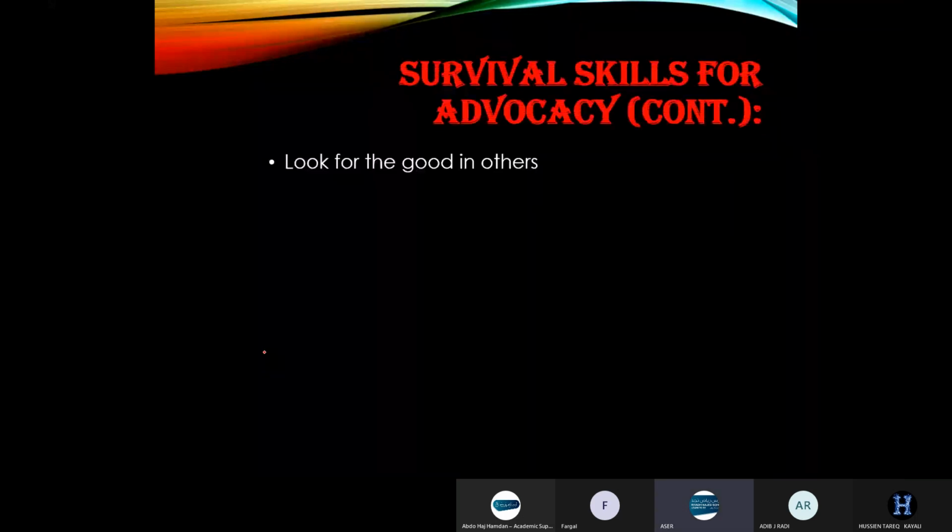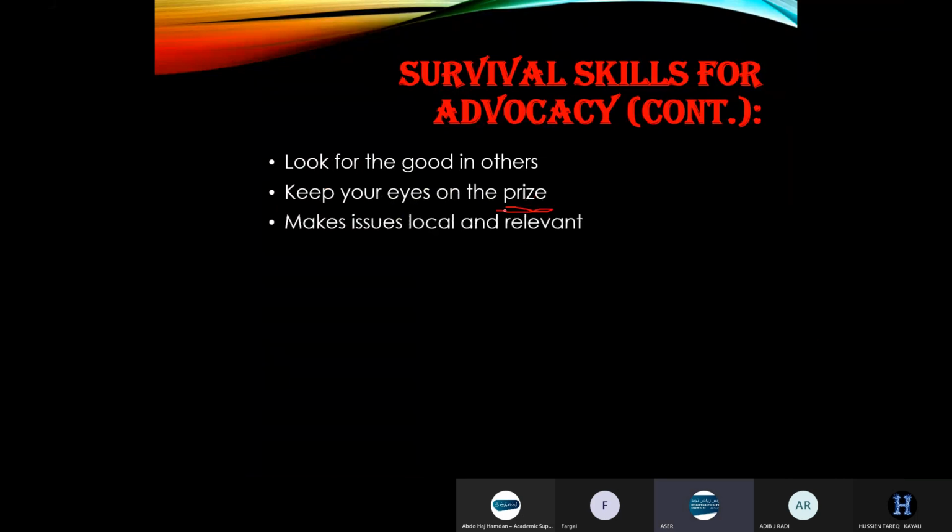We also have to look for the good in others. Even if someone is bad, look at the good in him and try to take the good out of him to help you in your campaign. Keep your eyes on the prize, which is the ultimate goal, like changing the institution's mind about the problem or what harm she is doing for our community. Make issues local and relevant. So if there is any important issue, make it relevant to your campaign. See, we were telling that this institution is very bad. They are harming our society, and these issues are related to them.